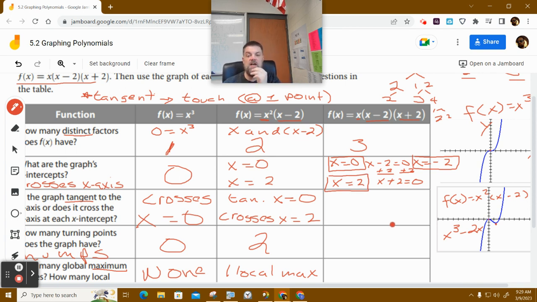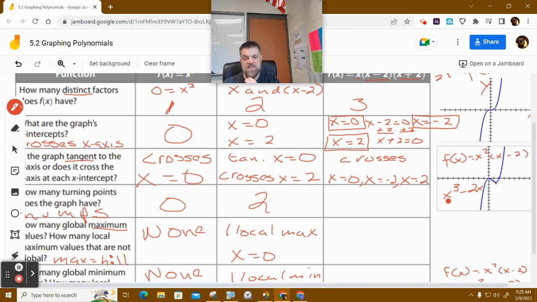Are you guys with me so far? And then, guess what? It's going to cross. Are any of those repeats? No. In other words, I don't have x squared. I don't have x minus 2 squared. Right? Well, it's going to cross at x equals 0 and x equals negative 2 and x equals positive 2.